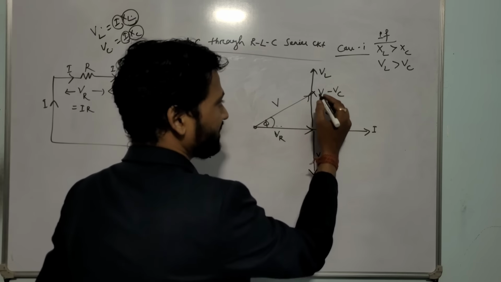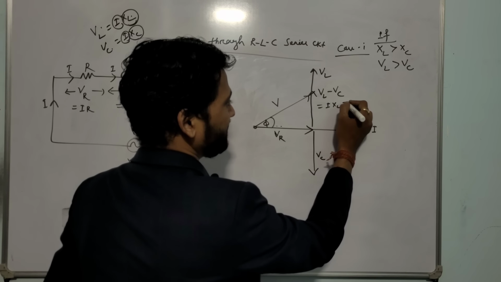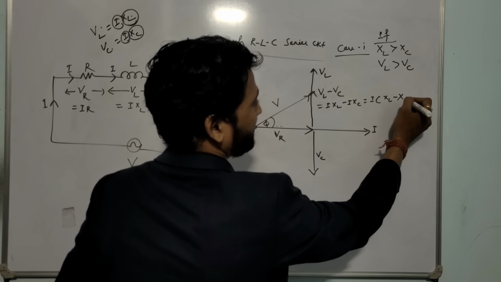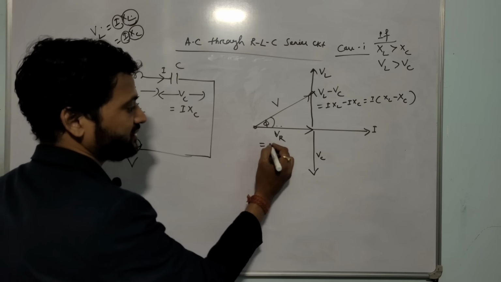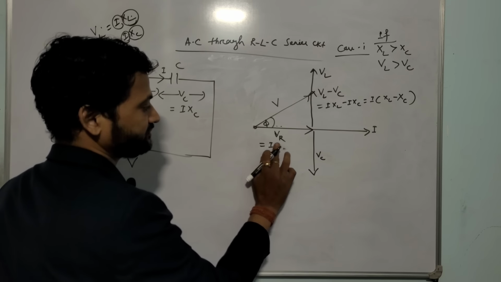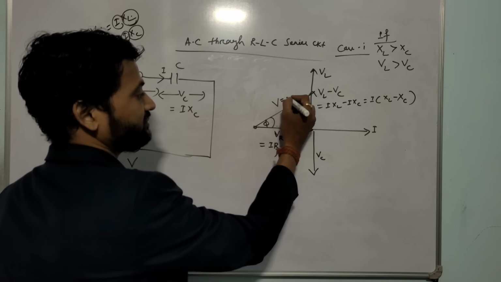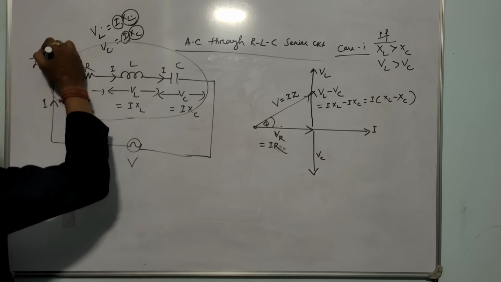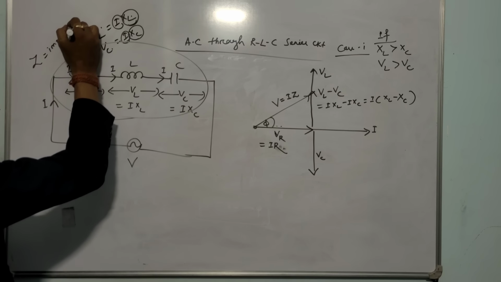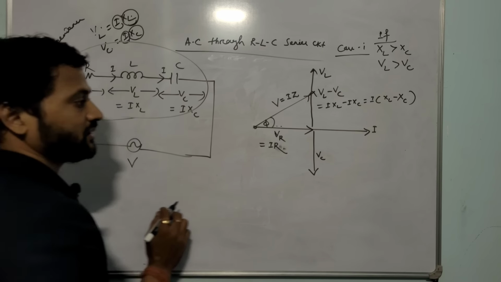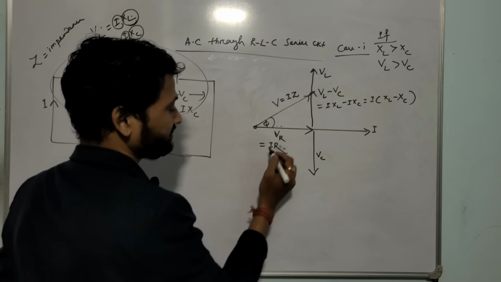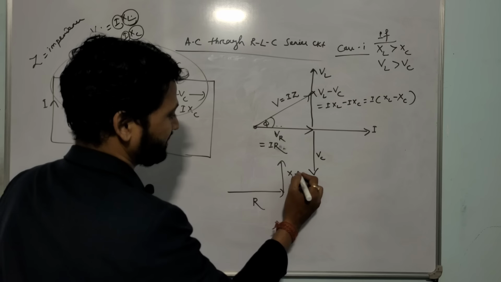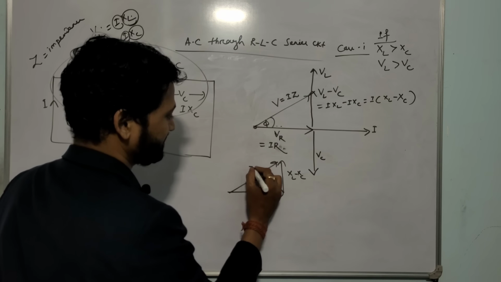Or else you can write I into XL minus I into XC. If I take I as common, it will be I into XL minus XC. And here I can write I into R, current into resistance. But in place of V, I can write I into Z, the total opposition of the circuit, which is called impedance. Unit is ohm. If I take this diagram, this one is R, this one is XL minus XC, and this one is Z.